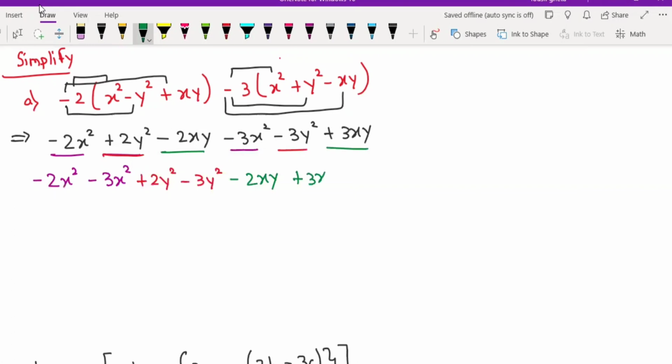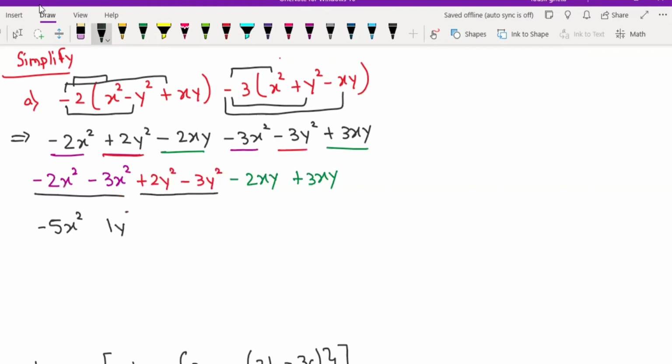Let us solve them. So minus 2x square minus 3x square. Both the terms have the negative sign, so we're going to add them. That is 5x square. The sign remains similar, that is negative. The next two terms, one is positive, the other one is negative, so we're going to subtract. We do 2 minus 3 or 3 minus 2, both are one and the same. So we're going to get the value of 1 y square.